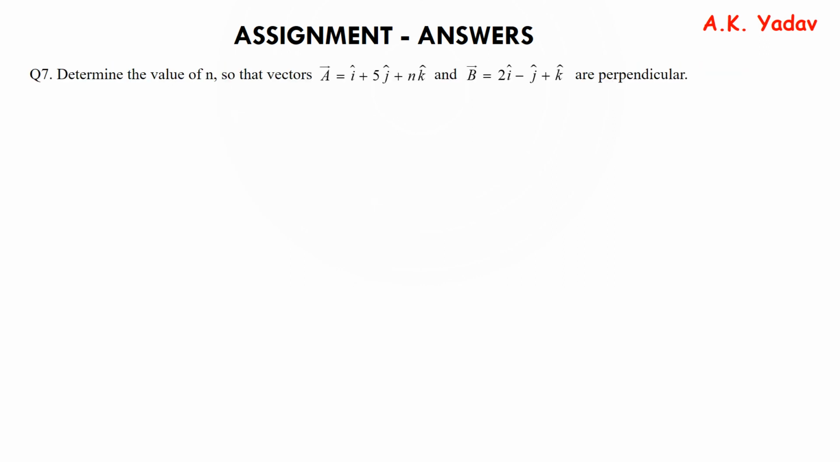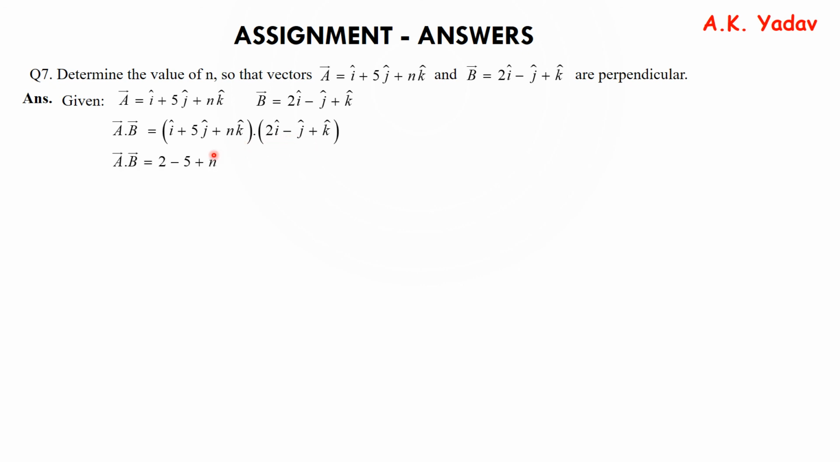Let us move to question number 7. Determine the value of n so that the vectors A and B are perpendicular. So what is given? Vector A and vector B. Let us find their dot product. That is (i plus 5j plus nk) dot (2i minus j plus k). On solving, we get 2 minus 5 plus n. Now, according to the question, vectors are perpendicular. That means their dot product is equal to 0. So, we get n is equal to 3.